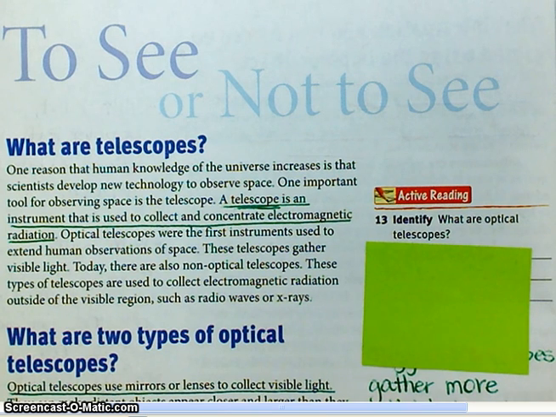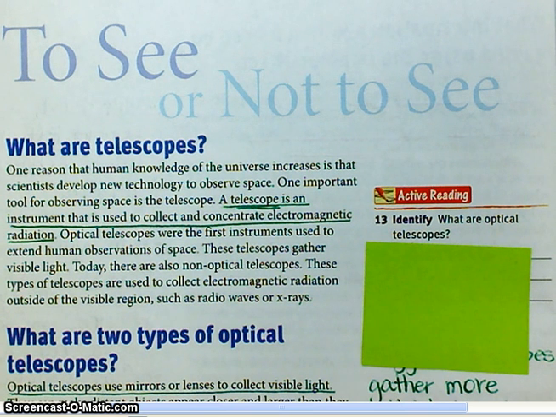Okay, this is screencast number 4 for lesson 4 of unit 6. And I'm on page 314 in lesson 4. So it says, what are telescopes? Well, hopefully you guys have at least a vague idea of what a telescope is and what it looks like.